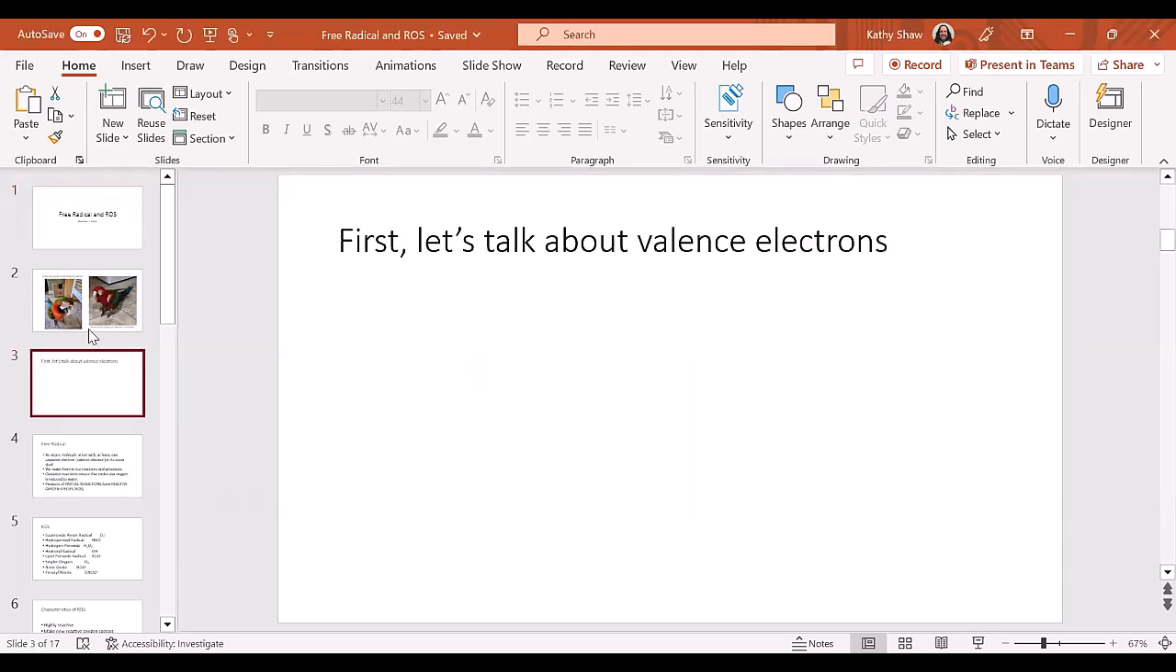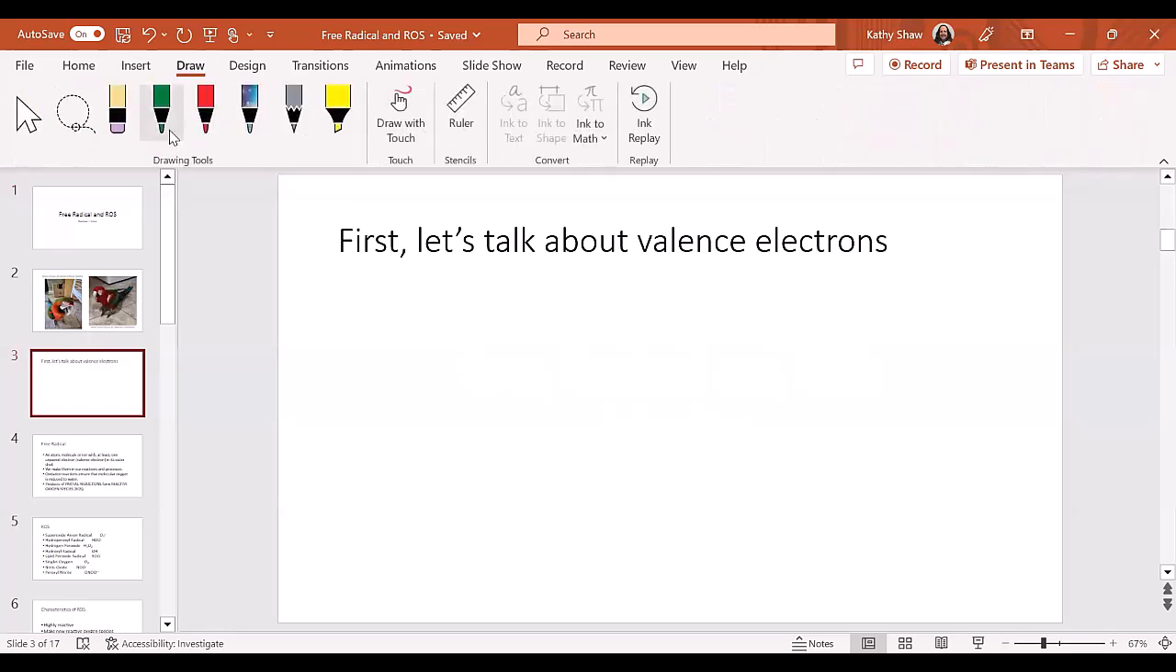So the first thing we're going to do is back up right to basics and talk about valence electrons. Valence electrons are the crux of the issue with free radicals and reactive oxygen species. Remember back in general chemistry, you were drawing an atom and you felt like you were drawing planets orbiting around the sun. What you did is you drew the nucleus.